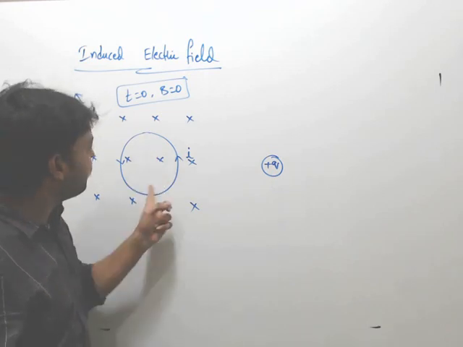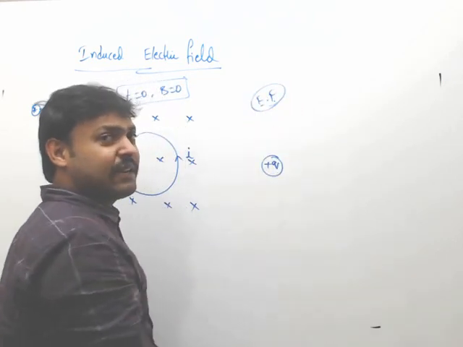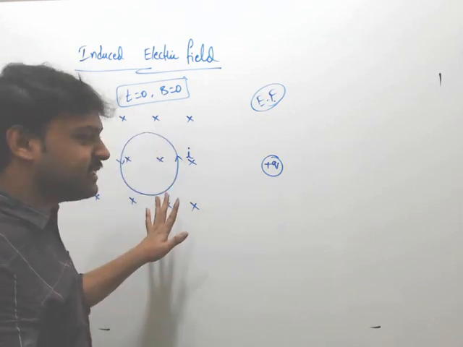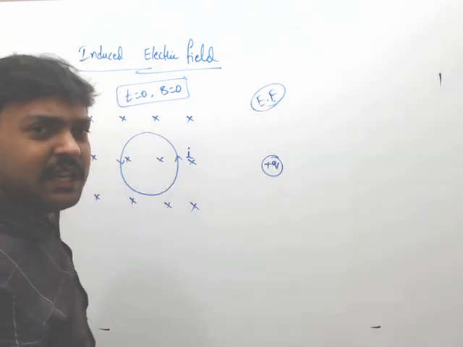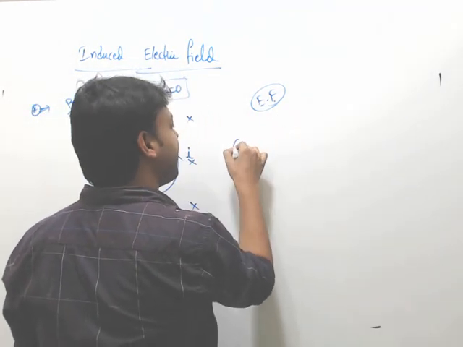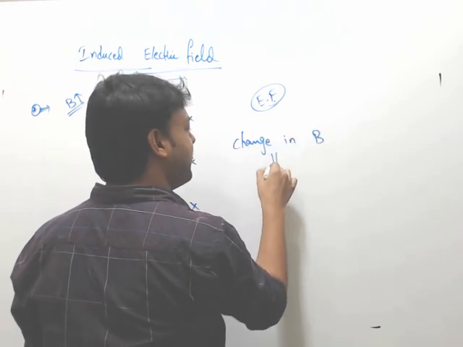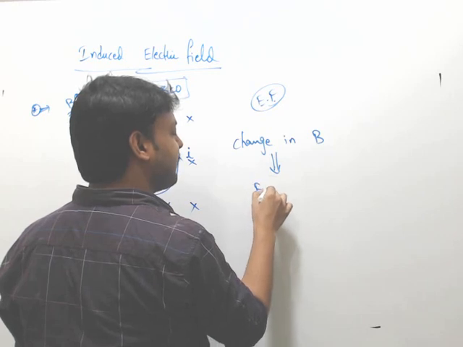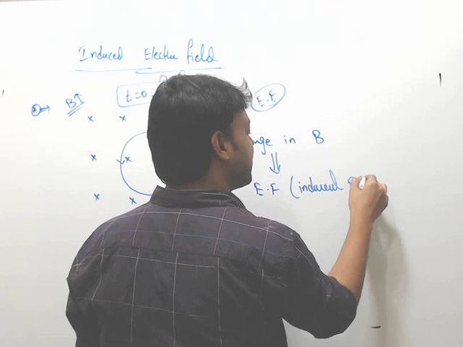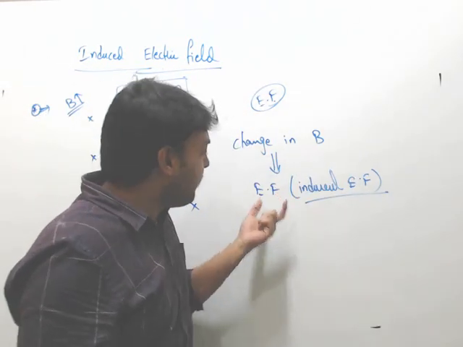Now, the charged particles are moving due to what? Due to an electric field. An electric field is there inside, right? If an electric field is there, who gave that electric field? The change in the magnetic field. So what is the story? Change in the magnetic field develops an electric field, and that electric field we call the induced electric field. Change in the magnetic field develops a new type of electric field.